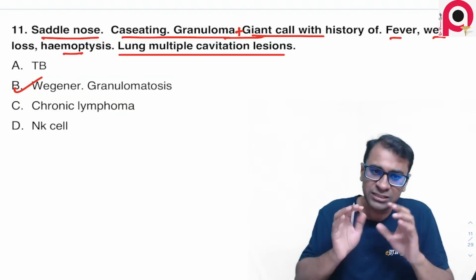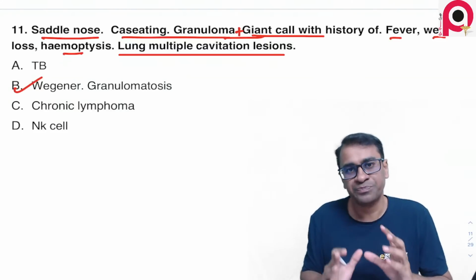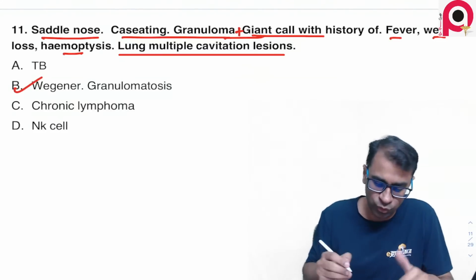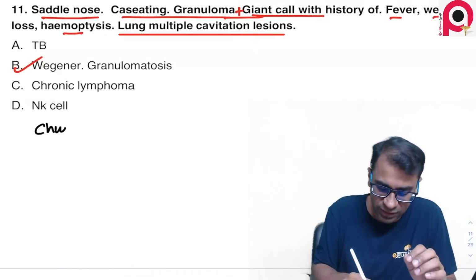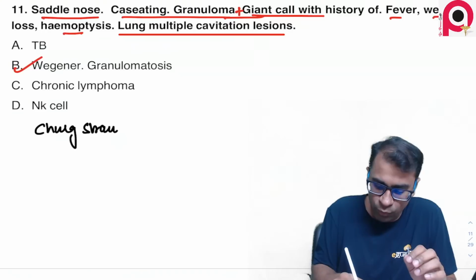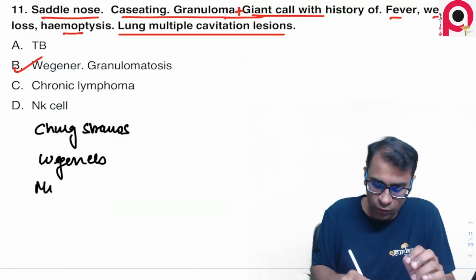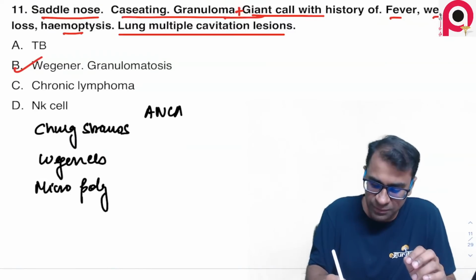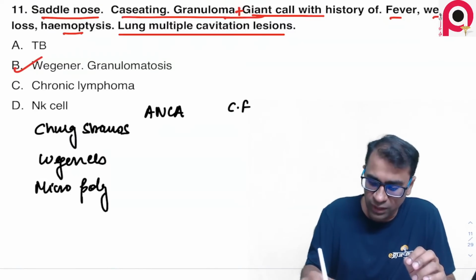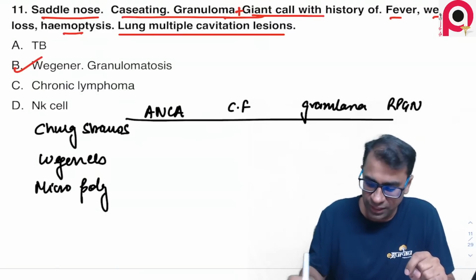You know, the simplest way to solve this question is by looking at a table. This table I teach in my own classes. I will just repeat the table for you. How to remember the three small vessel pauci-immune vasculitis. Suppose one question is on Churg-Strauss, one question is on Wegener's granulomatosis, and one question is on microscopic polyangiitis. The three things you must take care of: ANCA, what are the clinical features, whether they show granuloma or not, and whether they show any finding of RPGN.